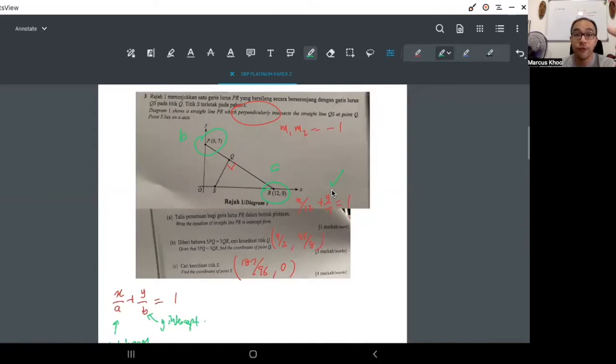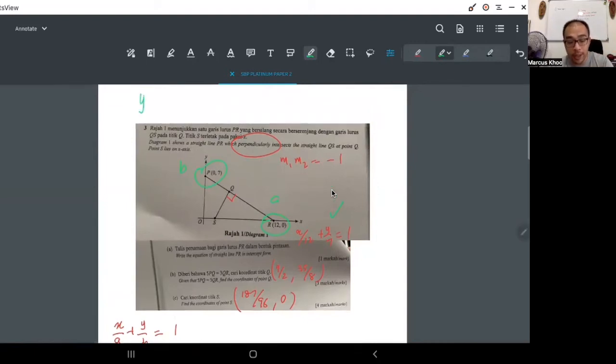Remember, there are 3 forms altogether. There's the intercept form, which is this. The second one is the gradient form, y equals mx plus c. This is the gradient form. And the third one, the least commonly asked, is the general form, ax plus by plus c equals 0. This is the general form. So be very careful with this.